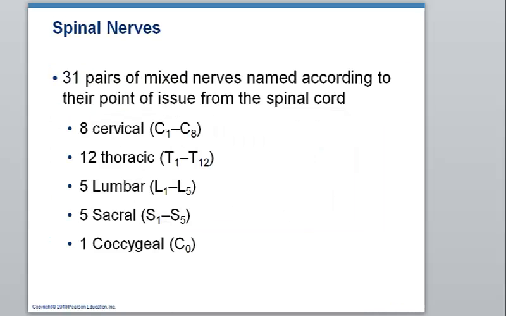Now we're moving on to spinal nerves. Spinal nerves, like we mentioned before, are 31 pairs of mixed nerves. All spinal nerves are mixed nerves. There are no pure sensory or pure motor spinal nerves in your body. Depending on where they are originating from, you have different types of spinal nerves. You have 8 cervical nerves, C1 to C8, 12 thoracic, T1 to T12, 5 lumbar, L1 to L5, 5 sacral, S1 to S5, and 1 coccygeal nerve in your body.